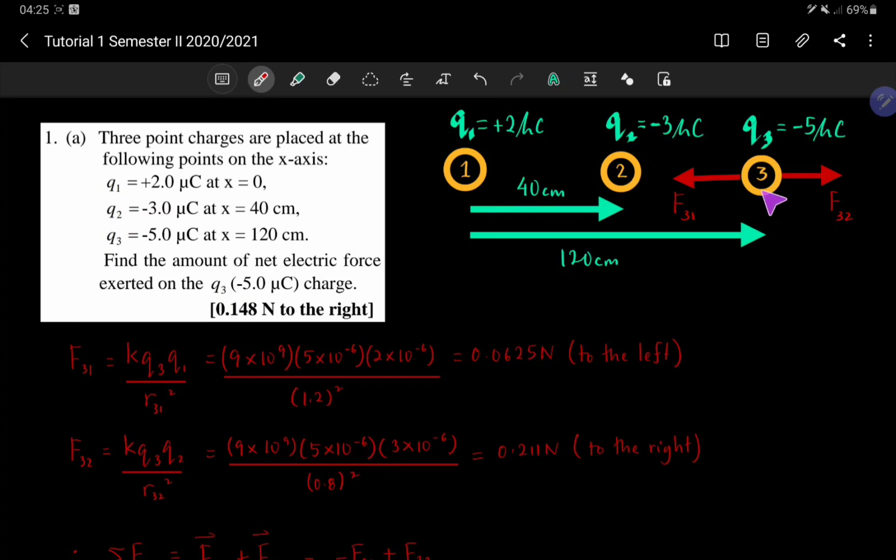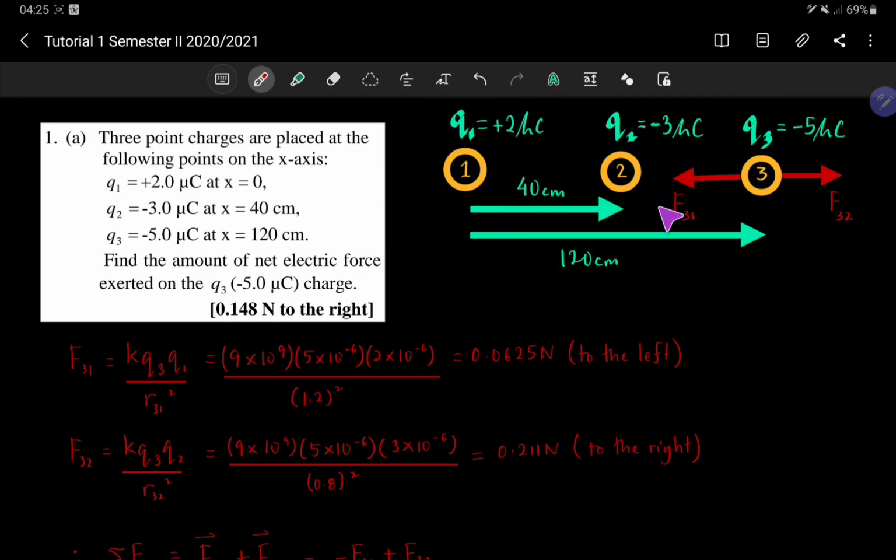Okay, at the same time, the force is also exerted on 3 by 2. How is it? Check the sign of each charge. Q2 is a negative charge, Q3 is also a negative charge. So negative and negative, they will repel each other, isn't it? So by repelling each other, the force exerted on Q3 must be directed to the right. So that one is F32, the force exerted on 3 by 2. So this is the force exerted on Q3, which is F31 and F32. Now they are in opposite directions, so one of the forces should be negative. So basically, to the right we take as positive, to the left we take as negative.